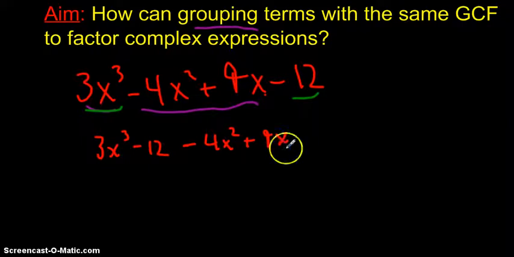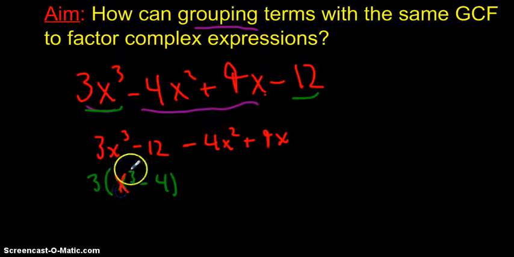Now, I've never tried this. I don't know if it'll work. What is the GCF of these 2 terms? It looks like it's just 3, leaving over x to the third minus 4. Now, this is not one of the factors from before, so I don't think this is going to work. But it's about choosing them wisely.